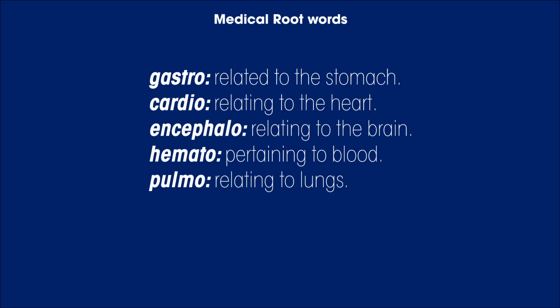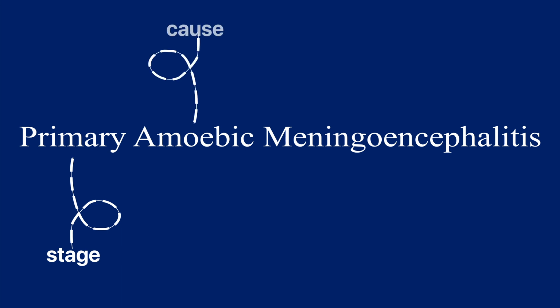So now let me decode how these terminologies are combined and how can we decipher from the name itself the condition or disease we are talking about. Let's take for example primary amoebic meningoencephalitis, which is a disease caused by a free-living amoeba called Naegleria fowleri. So it is divided into many parts. The first one being primary, which signifies the clinical stage of the disease. The second part, amoebic, signifies the nature of causative organism. And the third part, meningoencephalo, it signifies the root word, that is the organ or tissue involved.